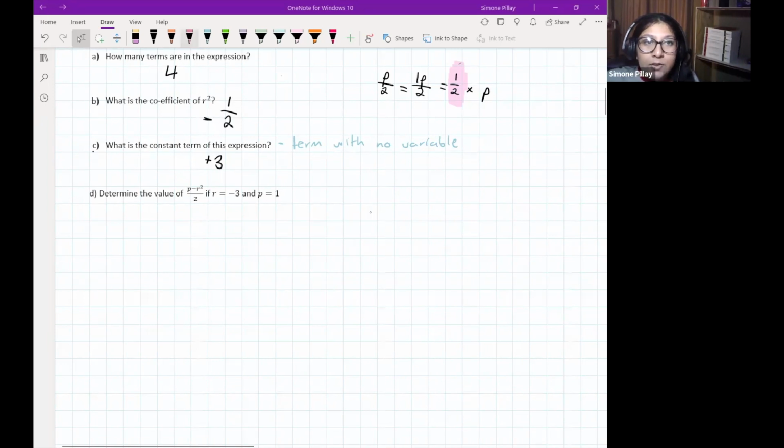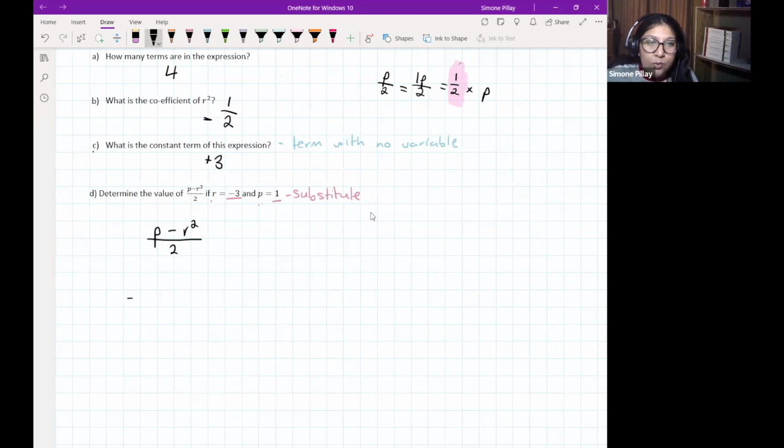So remember, guys, when they give us actual values now for our variables, what we have to do is substitution. You're going to actually substitute these numbers in for the variable that they've told you. So what will that look like? They only want to know the value of p minus r squared over 2.